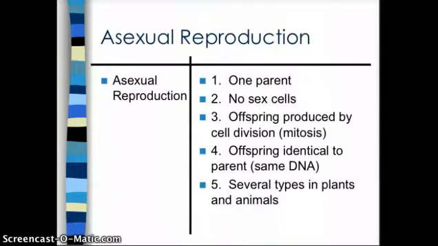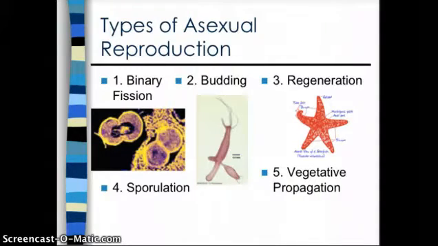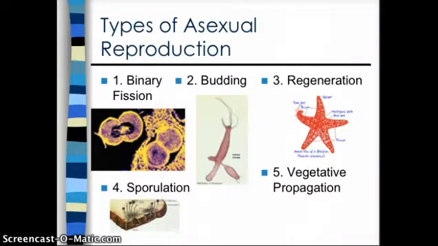Asexual reproduction involves one parent. There are no sex cells. Offspring are produced by cell division, known as mitosis. Offspring are identical to the parent, so it's the same DNA. This happens in several types of plants as well as some other animals. Types of asexual reproduction include binary fission, budding, regeneration, sporulation, and vegetative propagation. Sporulation we can see with bread mold being spread, and vegetative propagation with cutting of plants.